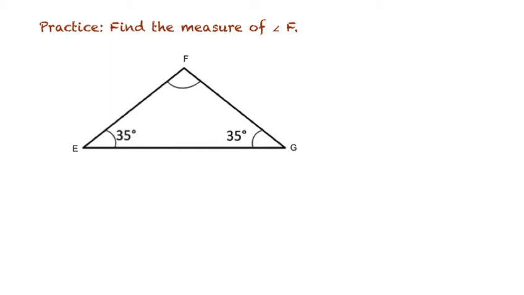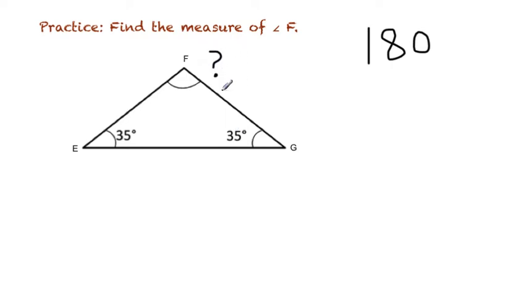Let's look at an example. So for this triangle, you can see we're given the measure of angle G, and we're also given the measure of angle E. Now we need to find the measure of angle F. So we're going to use what we know about triangles, and we know they all add up to 180 degrees. So I'm going to write 180 down just so I don't forget. All the angles add up to 180. So now we have to figure out, okay, if E is 35 and G is 35, then what is F?